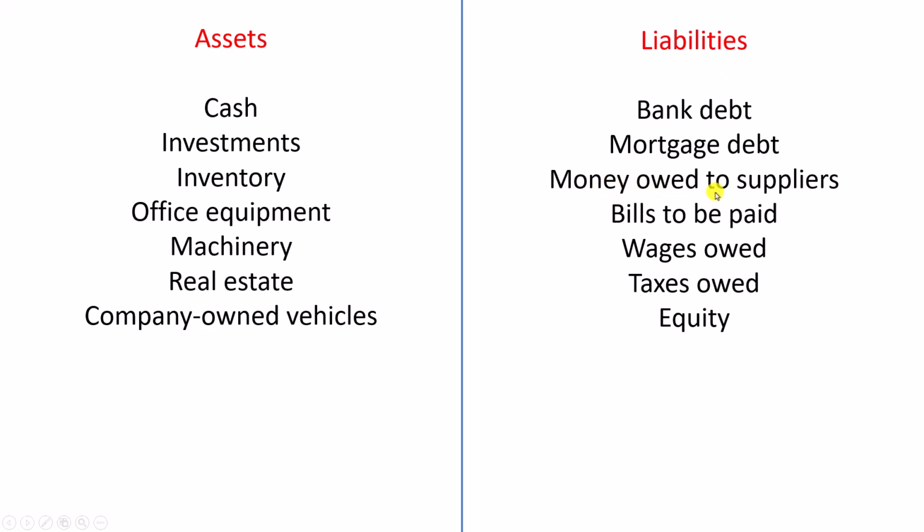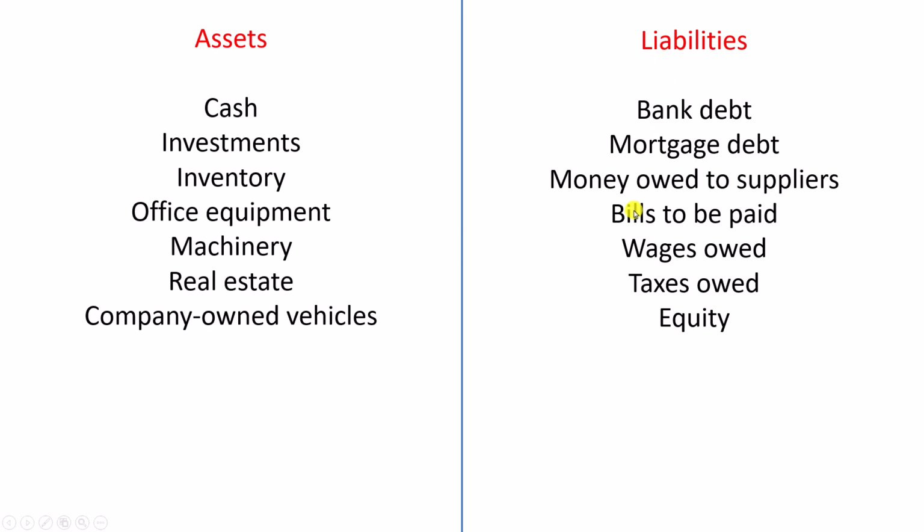Next is money owed to the suppliers. You see, when we say company, what does it do? It takes raw materials from various suppliers and manufactures the product at their company location, correct? So the suppliers who supply raw materials to the company must get money, right? So the suppliers must be paid for whatever raw material they give to the company. So that money which the company has to pay to the suppliers would be counted as liability.